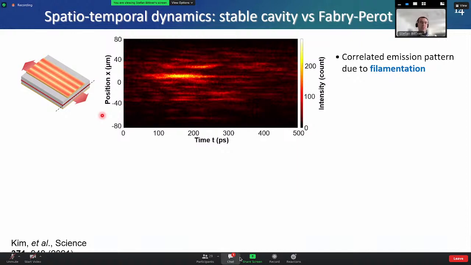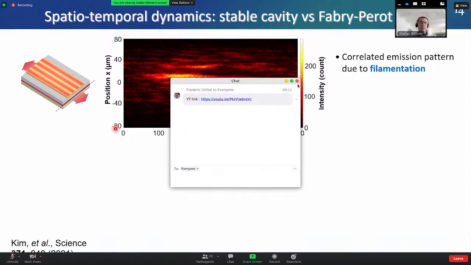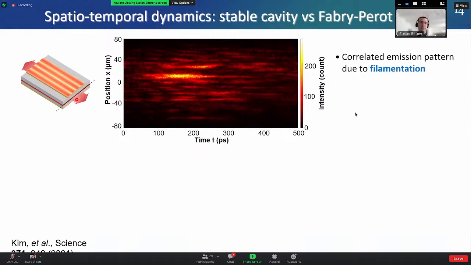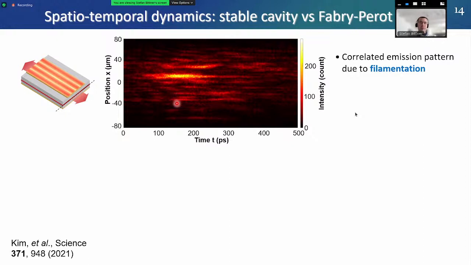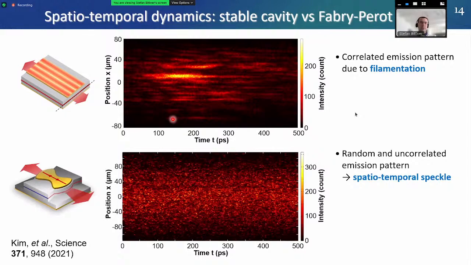As a reminder, let me show you a streak image measured with the maximal temporal resolution of a conventional Fabry-Perot laser. Again, you see this filamentation dynamics and the spatiotemporal correlations associated with it. This is now the stable cavity laser. As you can see, these filaments have completely disappeared. And instead, we see a grainy, random, and seemingly uncorrelated emission pattern. So what happens is that once the filaments are gone, the only thing that we see here is the interference between the many longitudinal and transverse modes, which results in a spatiotemporal speckle pattern.